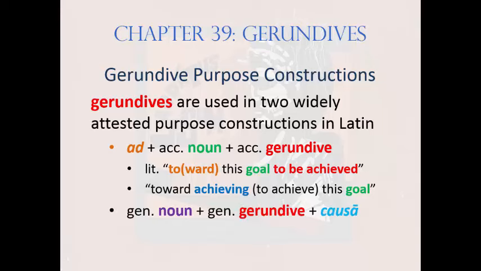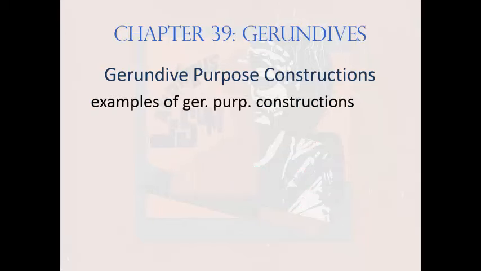The other gerundive purpose construction uses a genitive noun plus a genitive gerundive plus causa, meaning for the sake of. Literally, for the sake of this goal to be achieved. What would that be in real English? Apply the reverse the noun and verb rule and you get for the sake of achieving this goal. Really just another way of saying to achieve this goal. Let's look at examples of both constructions in Latin. I'll give you the Latin in its gerundive form. You give me the normal way of saying this in English.